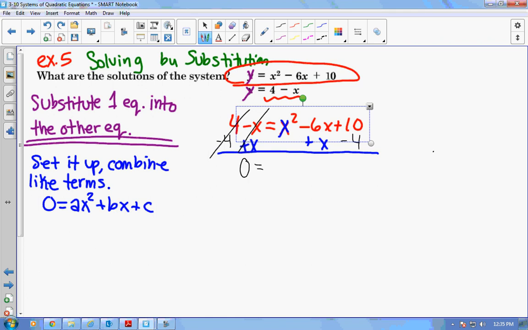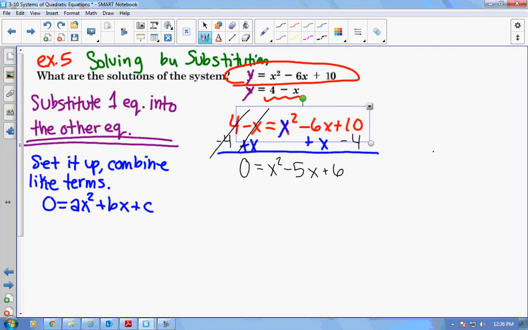Tyson, can you help me write the right side, which means we're adding up the columns? How many x squares will there be? Good. And how many x's? Well, there's negative 6x plus an x is... No, negative 6 plus 1. Did you say negative 5? Okay, negative 5x. And then lastly, Tyson, 10 minus 4. Good. Plus 6.